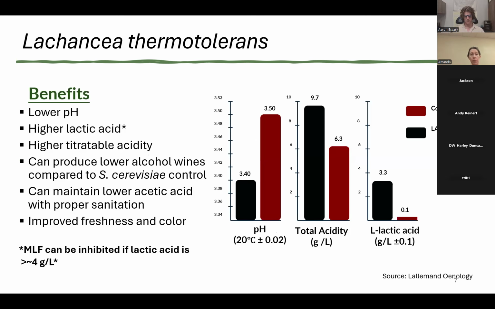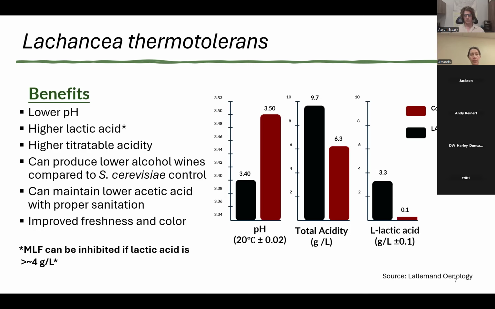So the most obvious benefits of this yeast is that it's going to lower the pH by anywhere from 0.2 to 0.3 units is what I've seen in my research. Higher lactic acid, anywhere from 3 grams to 6 grams per liter. Higher titratable acidity. I had some wines with titratable acidity upwards of 10 grams per liter, and that's really high. So a lot of times people will use wines made from Lachancea thermotolerans as a blending wine to blend in some more freshness and acidity to low acid wines.